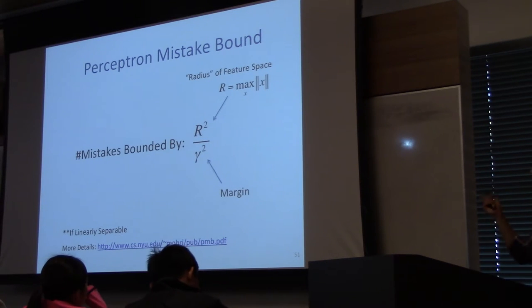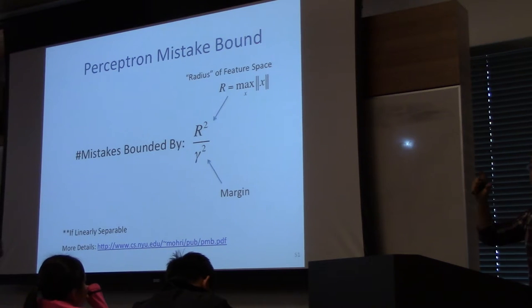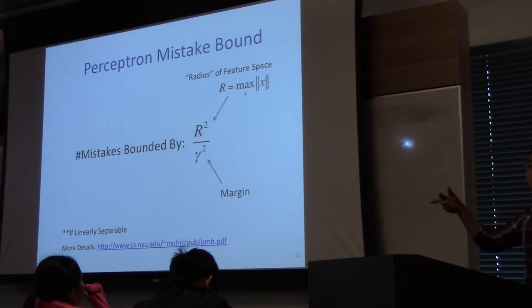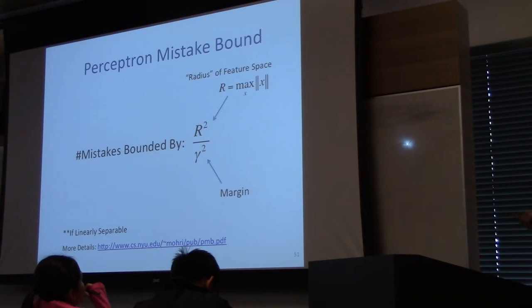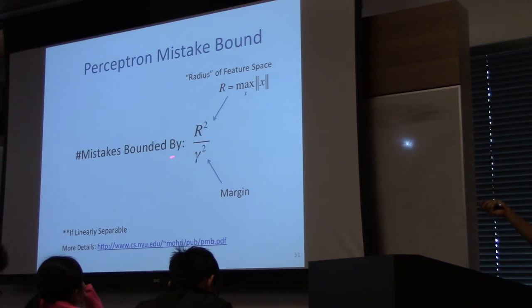Because since your perceptron starts at 0, the largest it will ever move in a single increment is R, right? The largest update it has is R, and so that's where this term comes into play. So what does this mean? This means the smaller your features are, so the more compact your representation is, the fewer mistakes it can make. The bigger your margin is, the fewer mistakes it'll make.